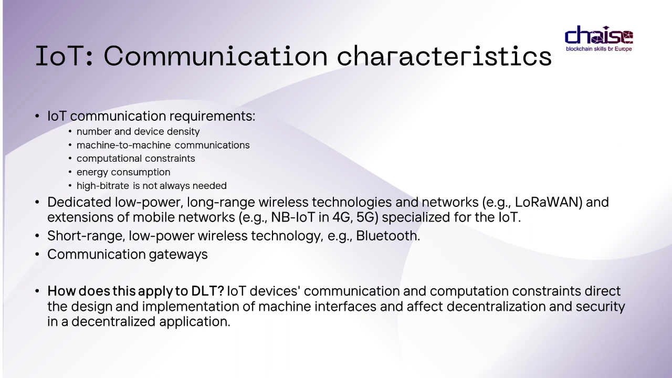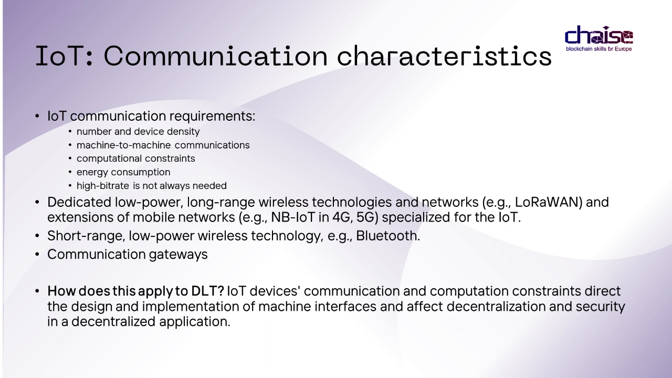The traditional mobile and wireless networks do not allow for this optimization. We have therefore dedicated low-power, long-range wireless technologies and networks, for example, LoRaWAN, and extensions of mobile networks, for example, NB-IoT in 4G, 5G, specialized for the IoT. An IoT device can also use a short-range, low-power wireless technology, for example, Bluetooth. It then connects to a capable communication gateway, which provides internet connectivity.